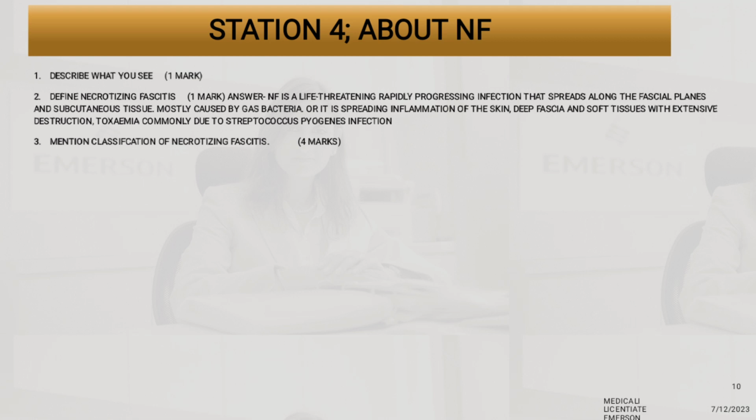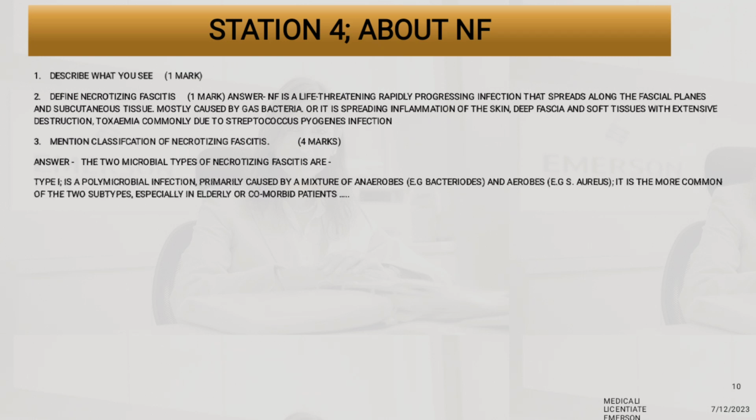Mention classification of necrotizing fasciitis. So we have the microbiological classification, which are type 1 to 4. Type 1 is a polymicrobial infection primarily caused by a mixture of anaerobes, e.g. Bacteroides, and aerobes, which is Staphylococcus aureus, which is the more common of the types, type 1 and type 2. This one is common in elderly or comorbid patients.